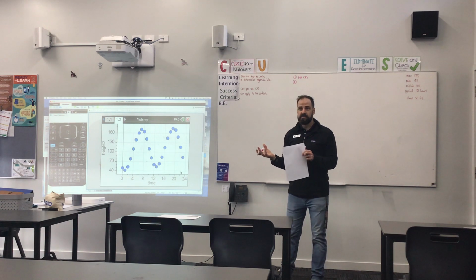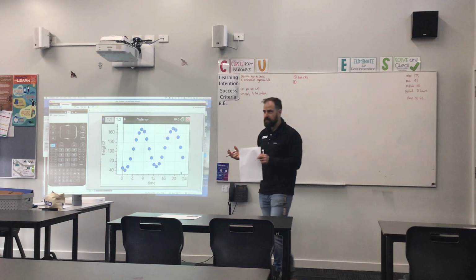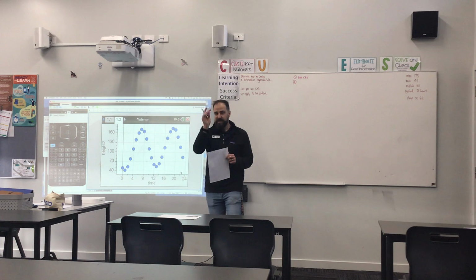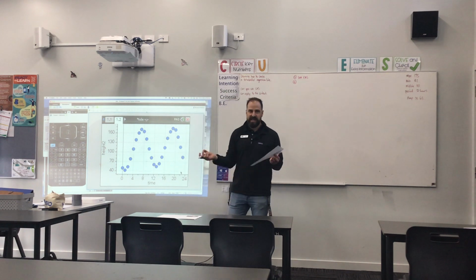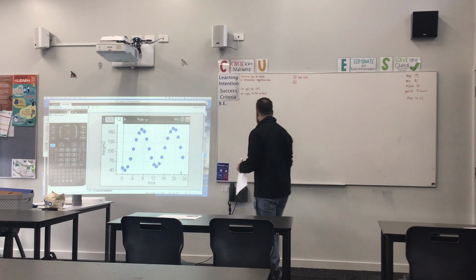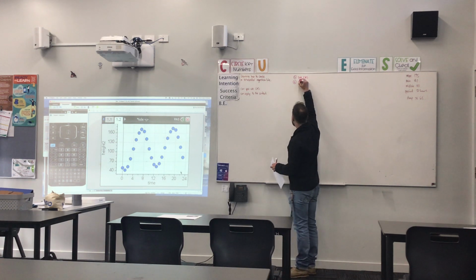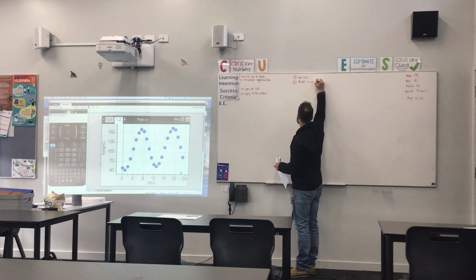Does no one know? Bit louder. Something that represents the data. What do we use as our something normally, Ollie? Like an equation. So we're going to try and find an equation. So our model is an equation. We're looking for an equation to represent this data.